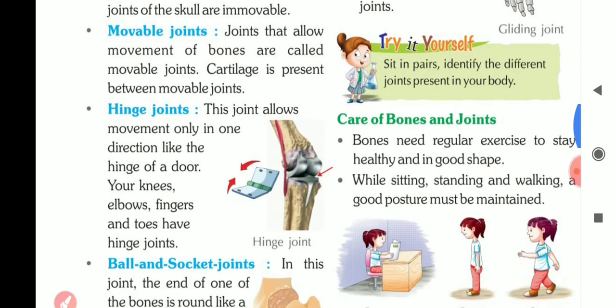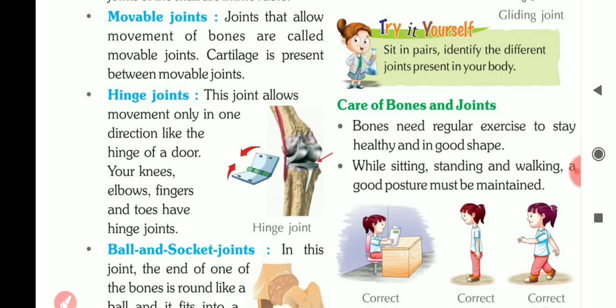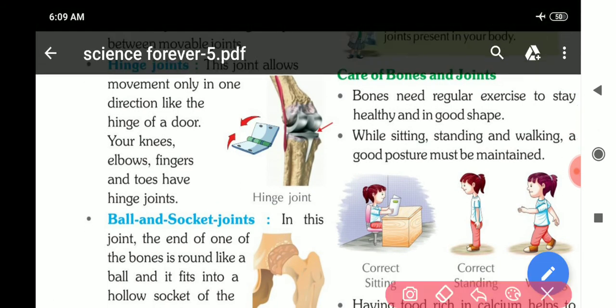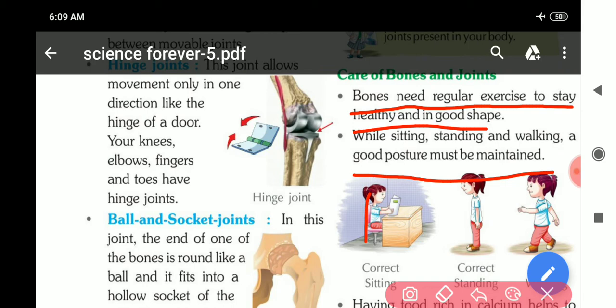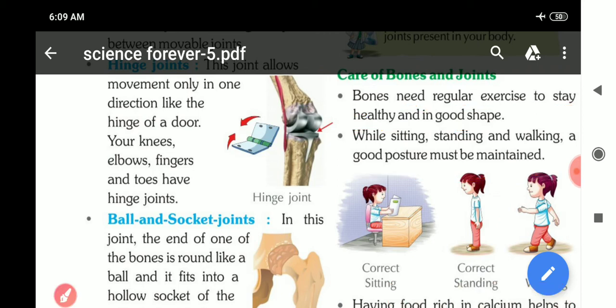Now, how can we take care of bones and joints? Care of bones and joints. Bones need regular exercise to stay healthy and in good shape. While sitting, standing and walking, a good posture must be maintained. If we are sitting, we should sit straight. If we are standing, we should not bend down. We should stand erect. And when we are walking, we should walk straight. Okay, so this is the correct posture.